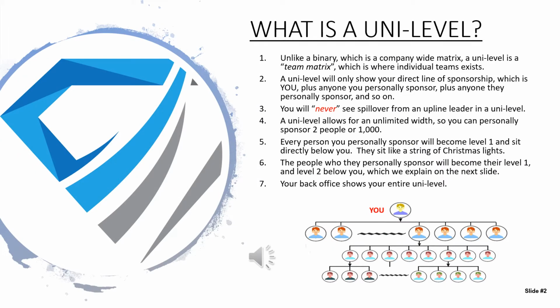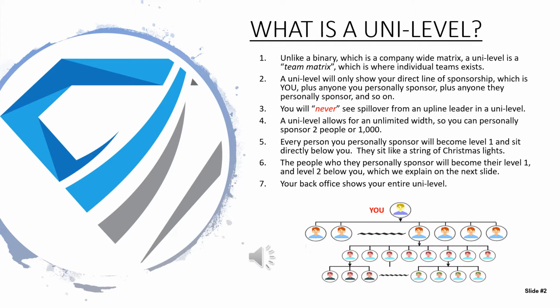Okay, so what is a Uni-Level? Unlike a binary, which is a company-wide matrix, a Uni-Level is a team matrix. So this is where all individual teams exist. In a Uni-Level, you will only see your direct line of sponsorship, which is you plus anyone that you personally sponsor plus anyone that they personally sponsor, and so on to infinity.